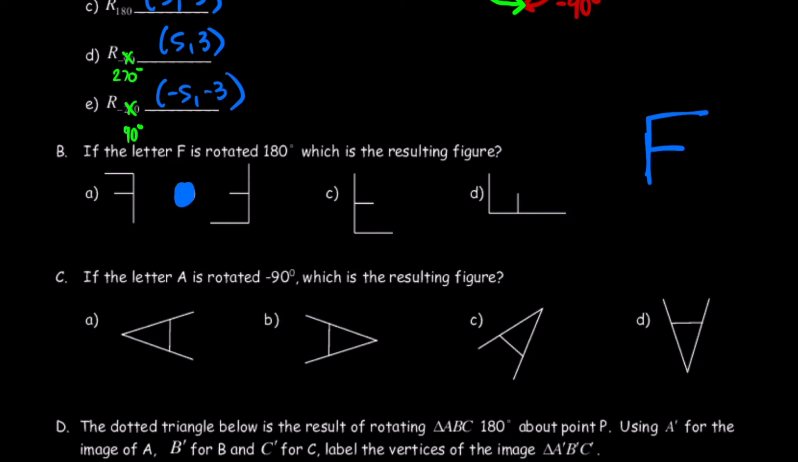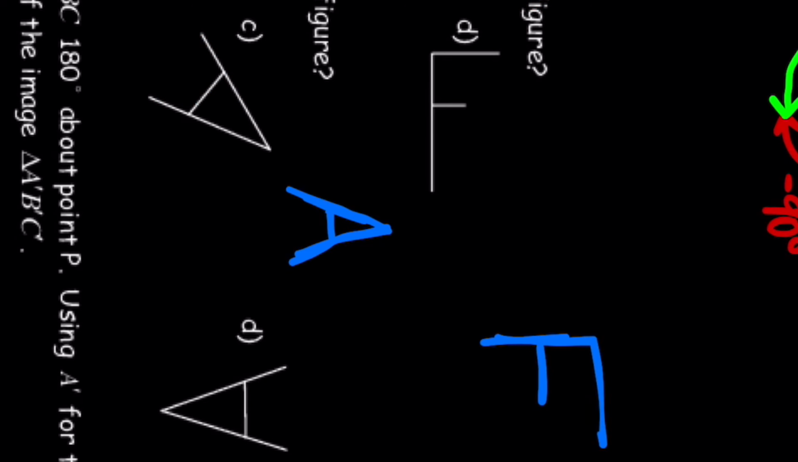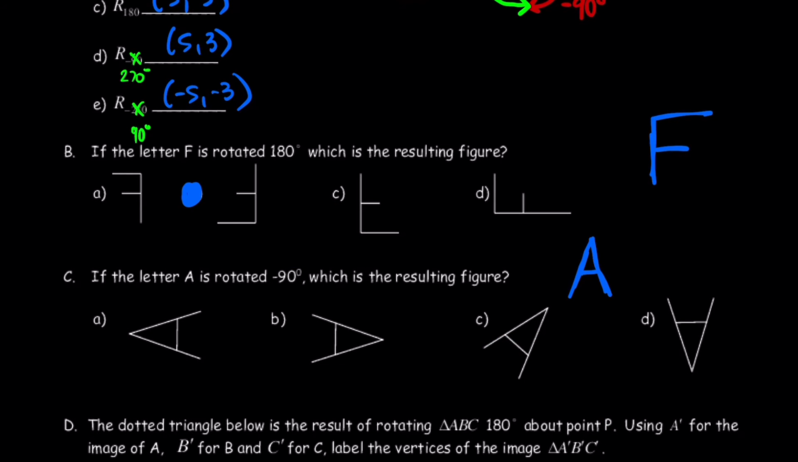Let's do the same thing with the next. It says if the letter A is rotated -90. So I will sketch the letter A and rotate my paper -90 degrees. Now you have to remember a -90 is rotating clockwise this way. So turn your paper a quarter turn that way. Now what I notice is that the A is pointing to the right. All right, so now I'll spin my paper back around and pick the choice that is pointing to the right. So again, that's choice B.